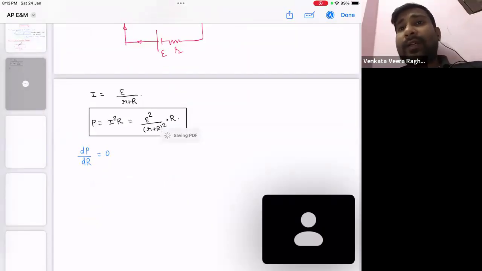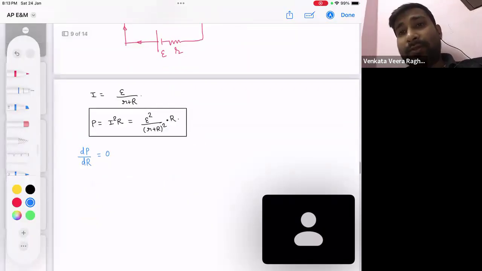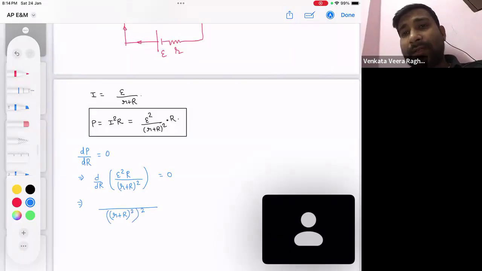That is going to give us the condition required for maximum power transfer to the resistor. If you write it, d by dR of E squared R by (small r plus capital R) squared. So what are we getting here? Let's make it equal to 0. If you differentiate it, the denominator becomes (r plus R) whole square to the power 2 again, right? We are applying the u by v method.